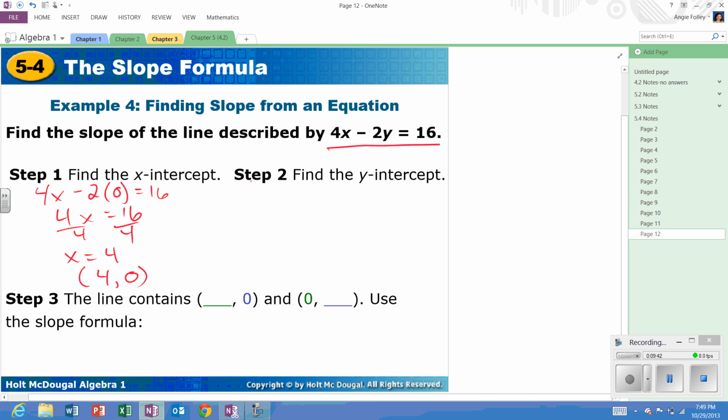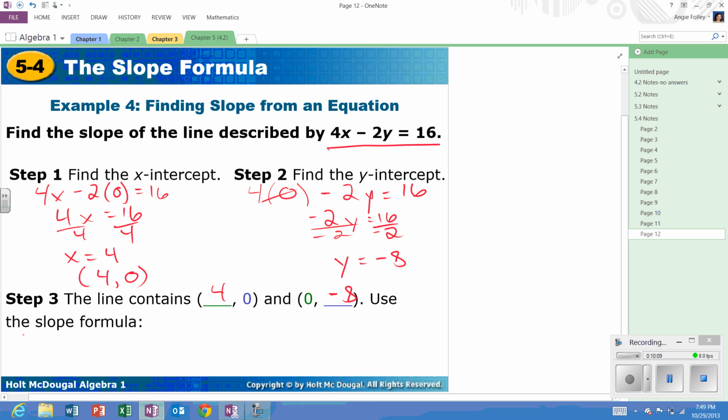Okay, for our y-intercept, we're going to plug 0 into x. So this goes away, and I'm left with minus 2y equals 16. Divide both sides by -2. And now I'm left with y equals -8. So the line contains the point 4, 0, and then our y-intercept is 0, negative 8. And now we can use that in the slope formula.